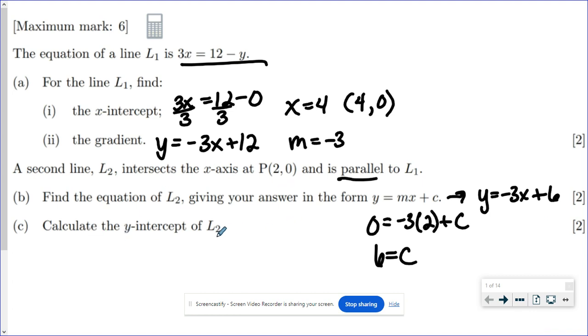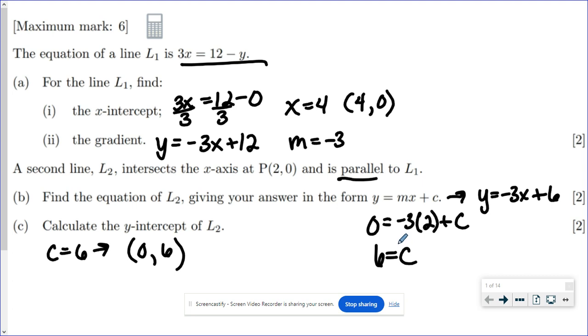All right, C, calculate the y-intercept of L2. Well, that's silly to ask you to calculate it. Why would I really worry about calculating it? Of course, the y-intercept of y equals mx plus c is just my c. So my y-intercept is 6. So c equals 6. That means my y-intercept is 0 comma 6. Now, could you plug in 0 for x and solve and get y equals 6? Sure. And then you'd have 0 comma 6 either way. But when we already have it in slope-intercept form, not really much of a reason.